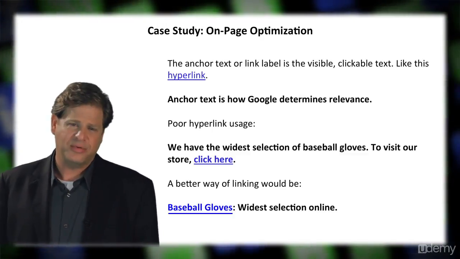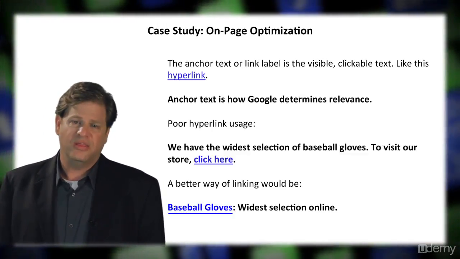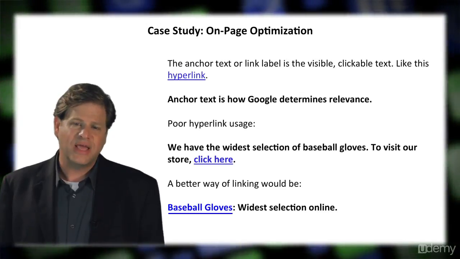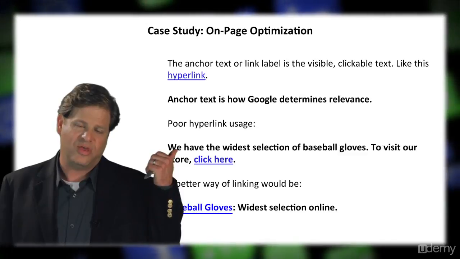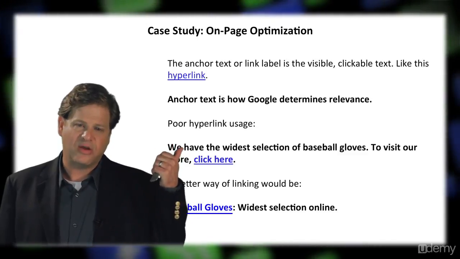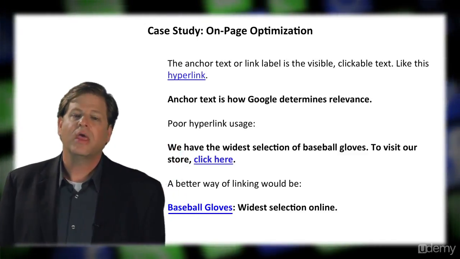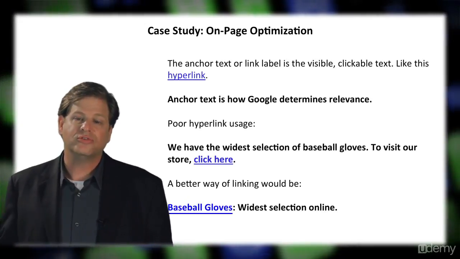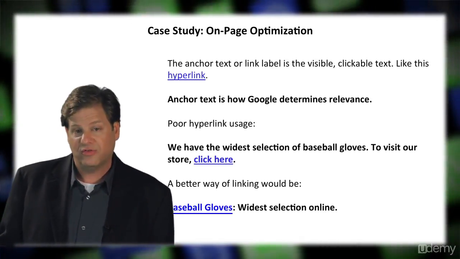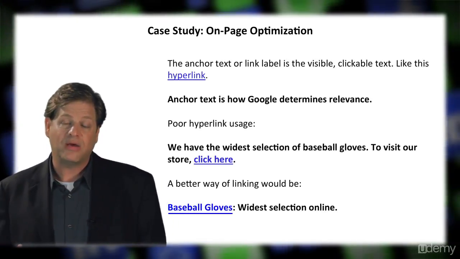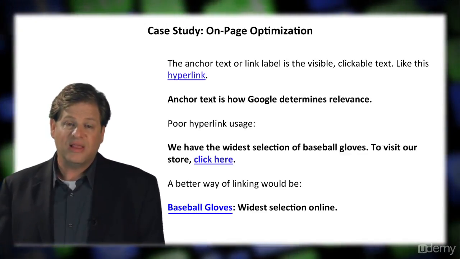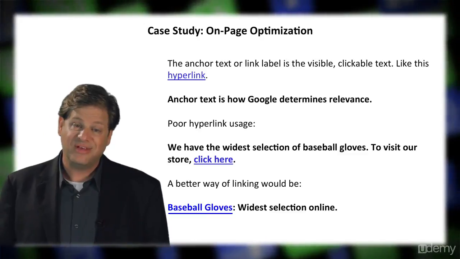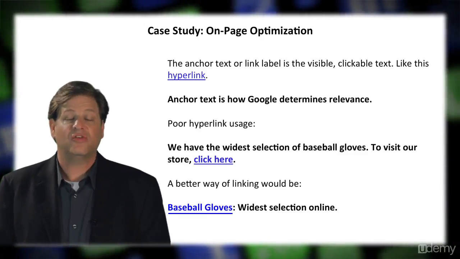And here's a little example of that. You can see the anchor text or link label is the visible clickable text, right? Like this. Here you see hyperlink is the anchor text and it's clickable. And anchor text is how Google determines relevance, right? It's one thing to have an inbound link, but inbound links don't mean anything to Google unless they're hyperlinked to text. The text is what gives it relevance.